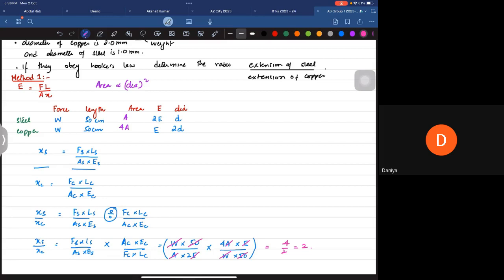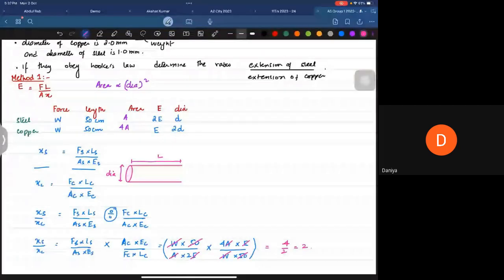Sir, what's the difference between length and diameter? Basically when you make a wire, if it's a circular cross section, it will have a diameter like this. Let me show you. It will have diameter like this, and length like this. That's the difference. Oh, okay. Thank you. Understood?